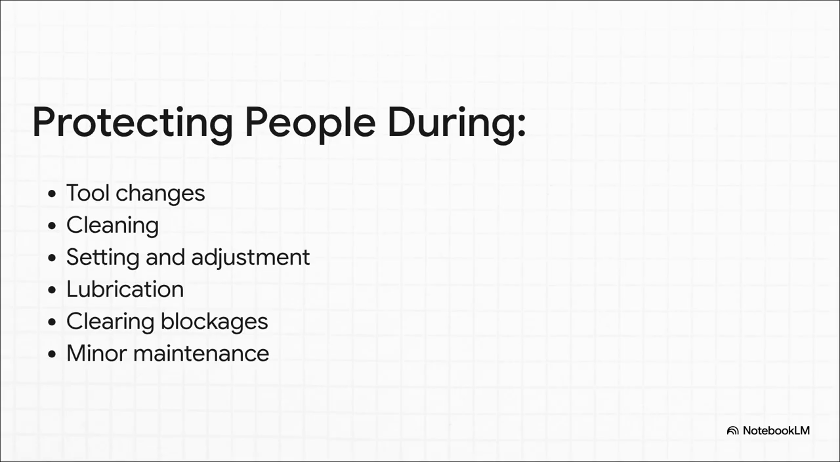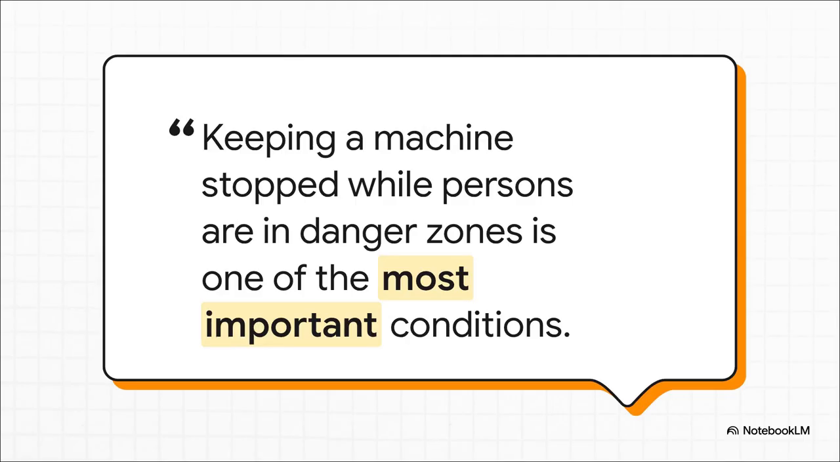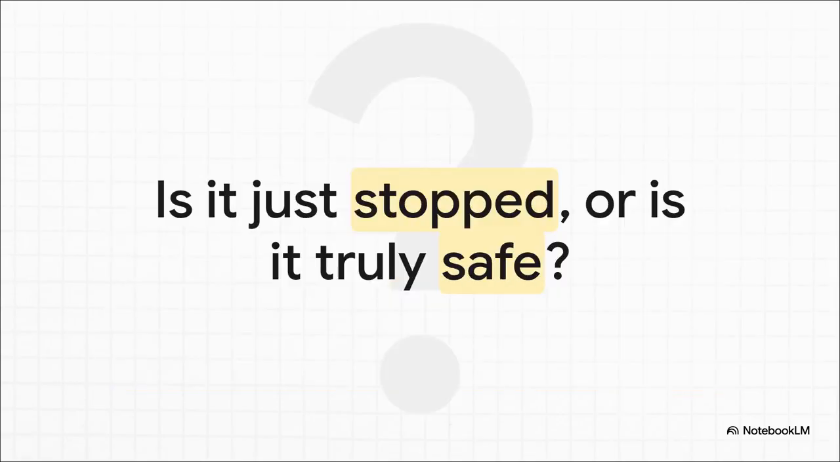I want to leave you with this really powerful quote, and it comes right from the standard's own introduction, because it just perfectly sums up the stakes here. It says that keeping a machine stopped while people are in the danger zone is not just a condition for safe use, it is one of the most important conditions. That's the whole philosophy right there. So the next time you see a machine sitting at rest, I really hope this explainer pops into your head, and I hope you'll ask that critical question: is it just stopped, or is it truly verifiably safe? Because knowing the difference, well, that's everything.